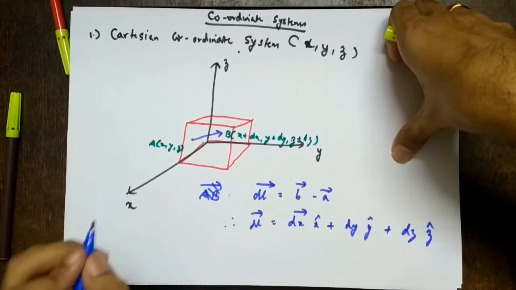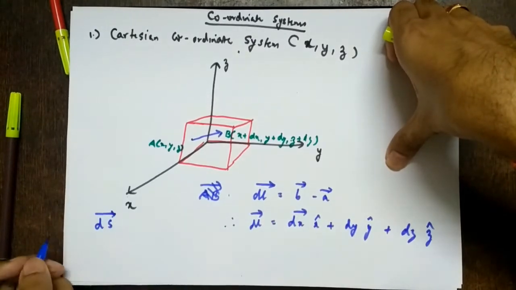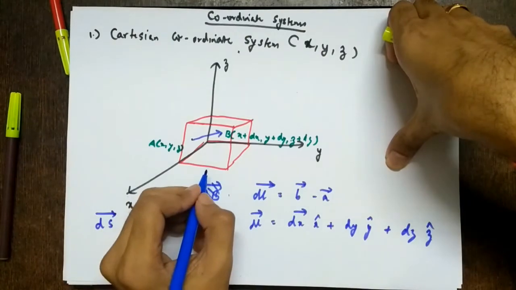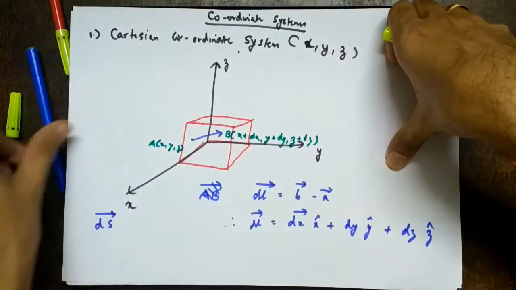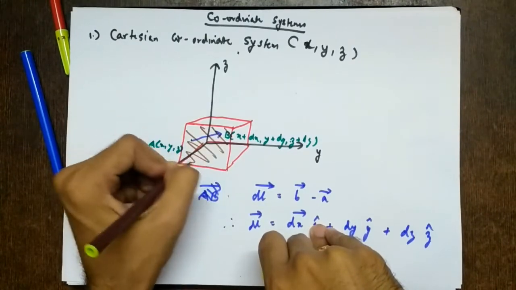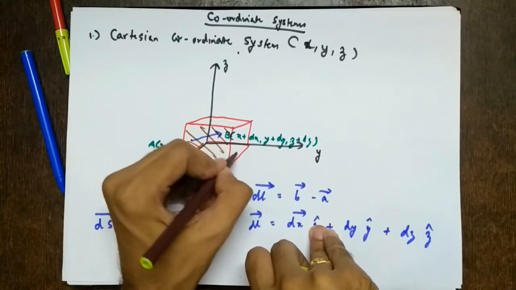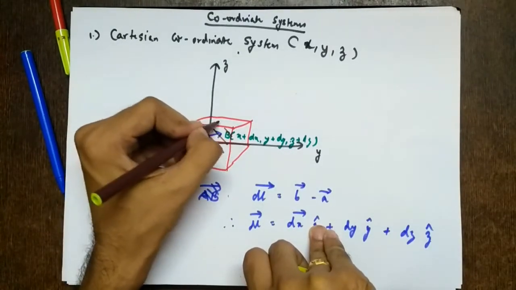Now we have two more things. One is the surface, so the ds vector. Now if you observe, this is a cube, so it has three surfaces, right? I will shade one of the surfaces with the brown pen. So this is one of the surfaces. What can be the other surface? This is the first surface. This can be the second surface. And the top can be the third surface.